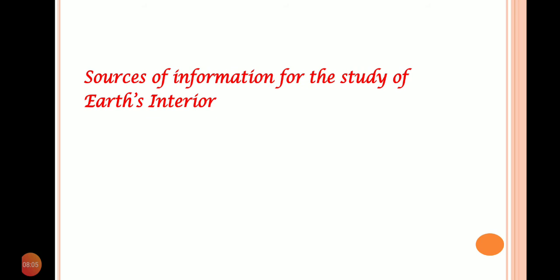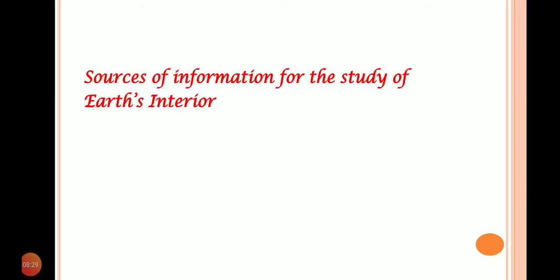Next, indirect sources of information about the Earth's interior. By analysis of the rate of change of temperature and pressure from the surface towards the interior. Next, meteors, as they belong to the same type of materials Earth is made of. Next, gravitation, which is greater near the poles and lesser at the equator.